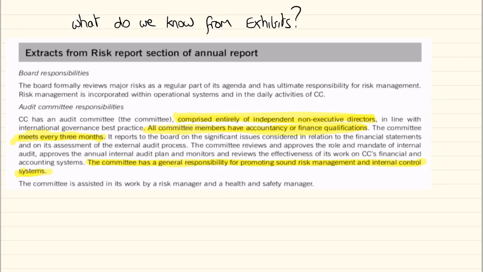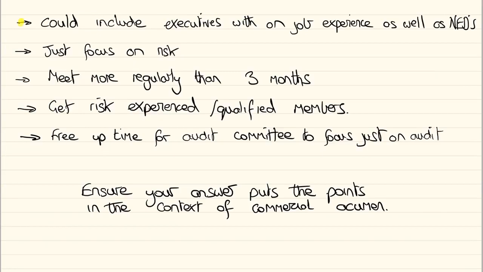So what do I pick up from that? Well, in summary, I would say, they're only non-executive directors. I think if on a risk committee we had actual executives as well as NEDs, they could bring their actual on-the-job experience. They could, in a risk committee, only focus on risk. That is all that they look at. The current audit committee only meets every 3 months. I think I'd like to meet more regularly than that if there are some very pressing risk issues.